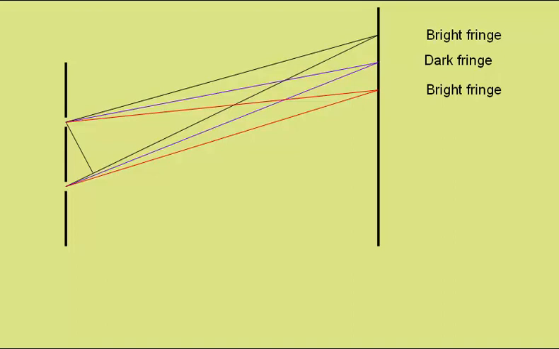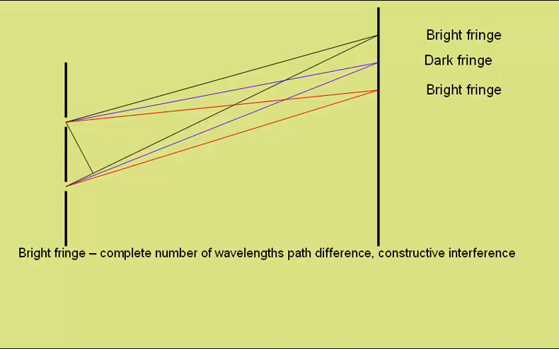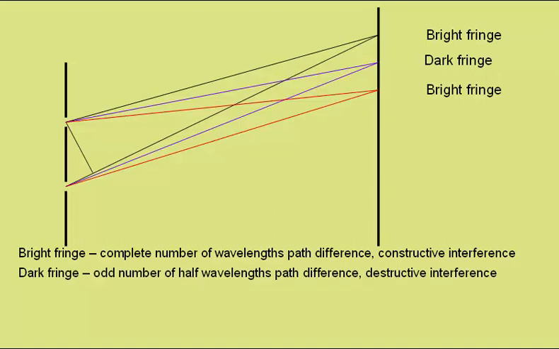Just to recap, we get a bright fringe where there are a complete number of wavelengths path difference from the top slit to the bottom slit, leading to constructive interference. We get a dark fringe where there is an odd number of half wavelengths path difference, leading to destructive interference.